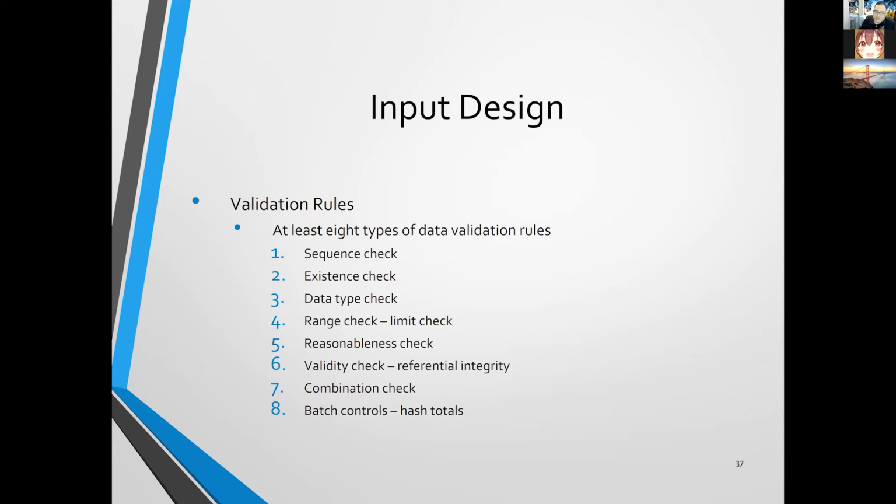Then validity check and referential integrity. For example, if users enter all the courses they would like to register, but they don't enter the student ID, the referential integrity is wrong, because you can't register without having the student ID in that form. Then combination check and batch control.